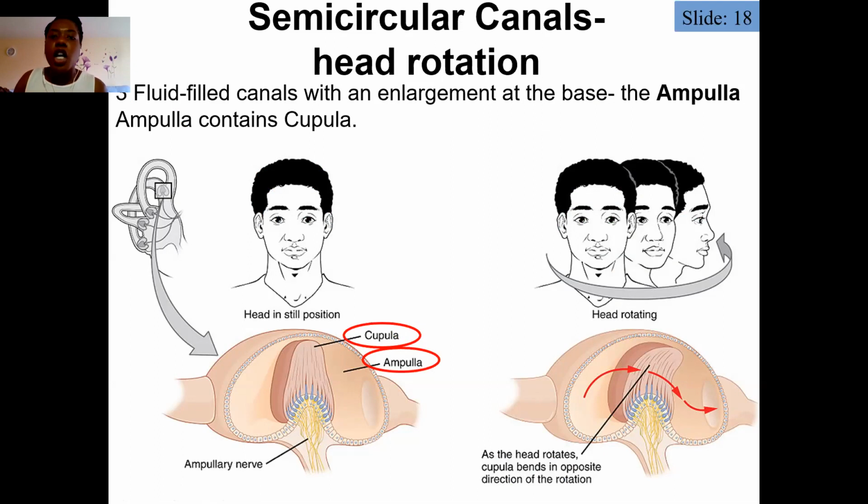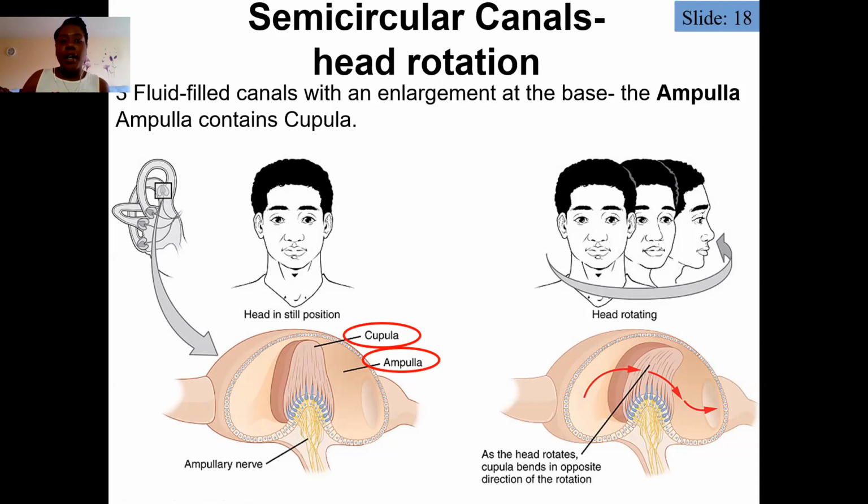Okay. Let's talk about the semicircular canal. So this is really the part of the labyrinth that controls our balance. And this is done via head rotation. This is going to tell us about our vestibular function, which is basically where we are in space, whether we're looking left, right, whether we're looking up, down. All of that is controlled by the semicircular canals and the vestibule, which are the other two parts of the labyrinth.